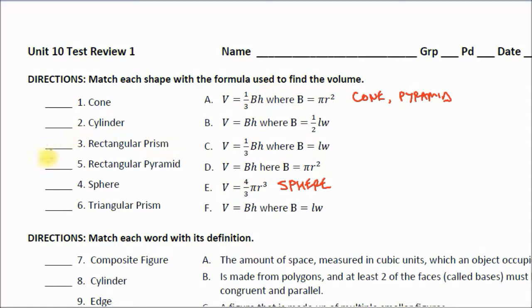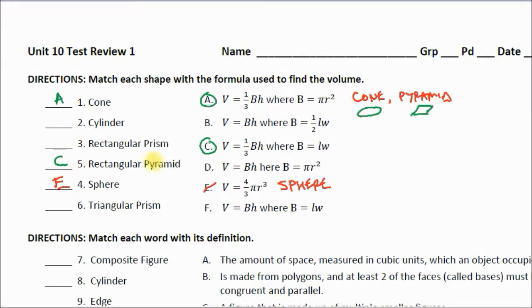So we know that E is going to be sphere, so we'll put that in there. And we know that A and C must be cones and pyramids. Let's take a look. A cone has a circular base, and pi r squared is the area of a circle. That means the cone has to be A. And then this one, the base here is length times width. The base of a rectangular pyramid, if we remember that class, is going to be a square or a rectangle. So that's going to be length times width as the base. So C must be rectangular pyramid.